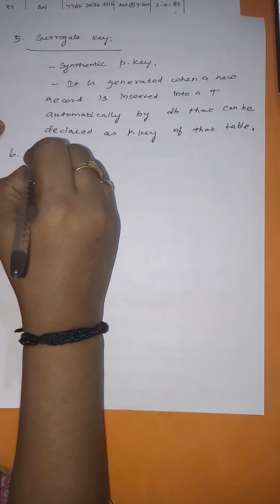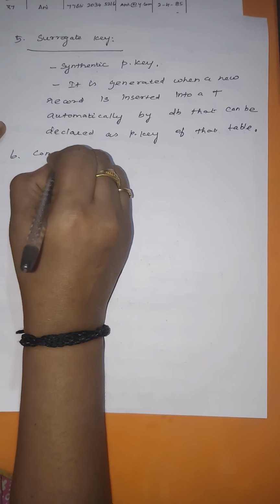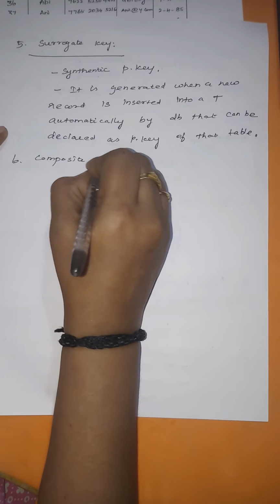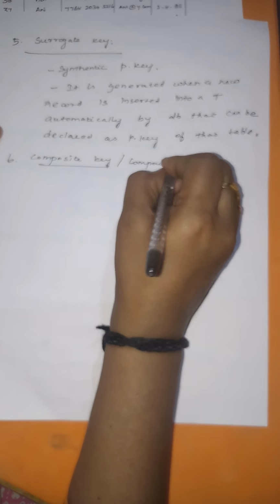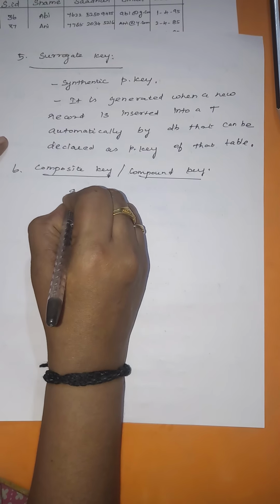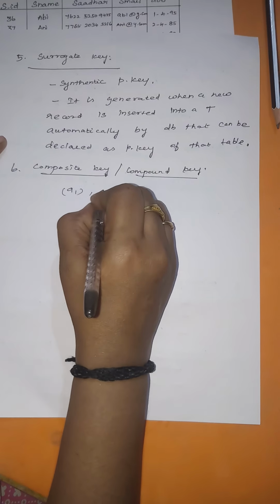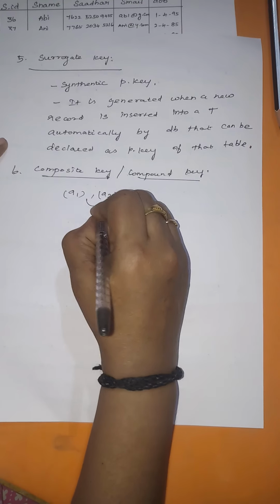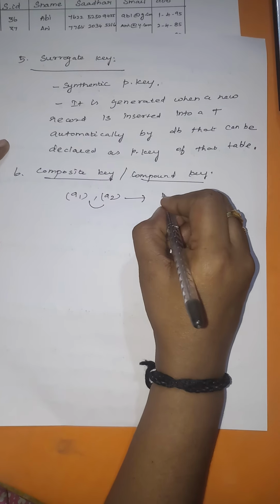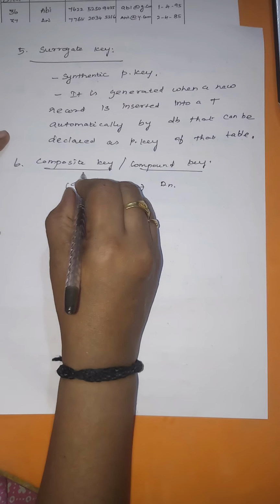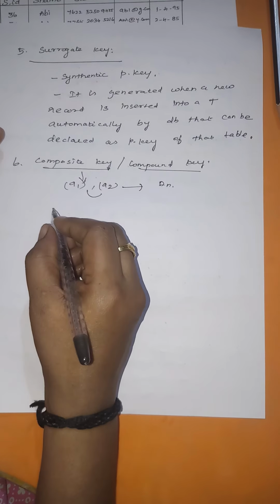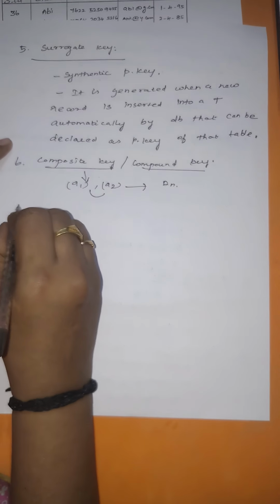Next key is the composite key. A composite key is otherwise called a component key. It is a combination of more than one key, for example attribute 1 and attribute 2. The two attributes identify the remaining attributes. So a combination of more than one key is called a composite key.